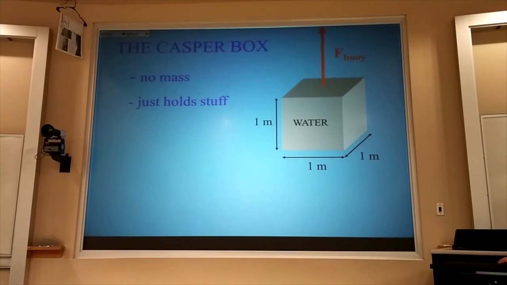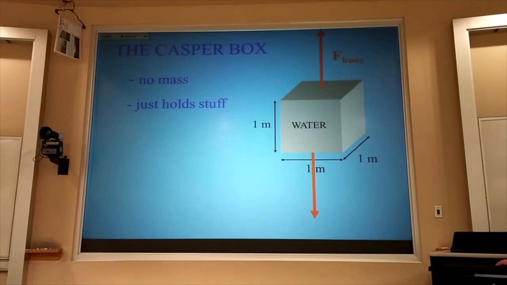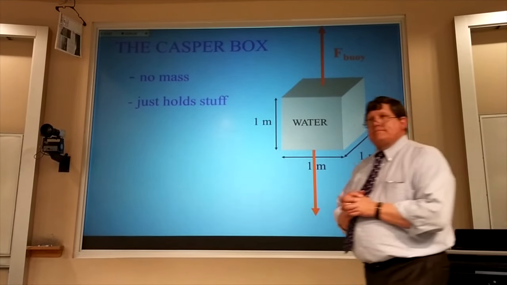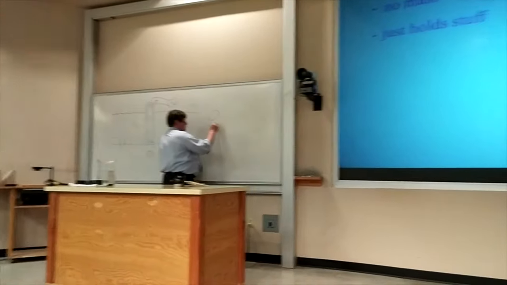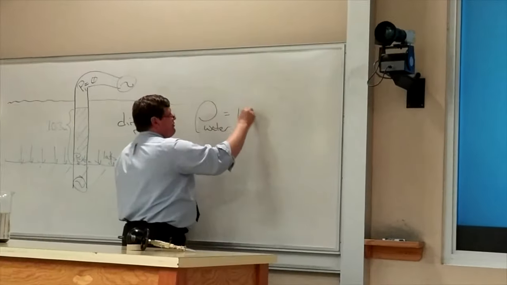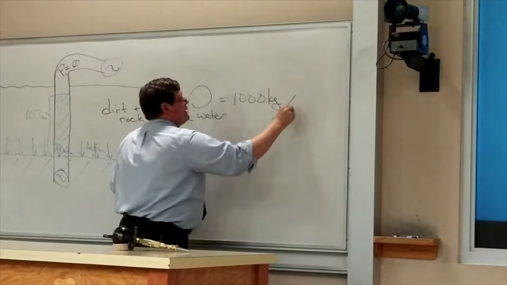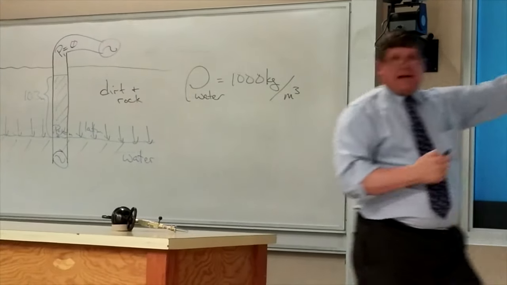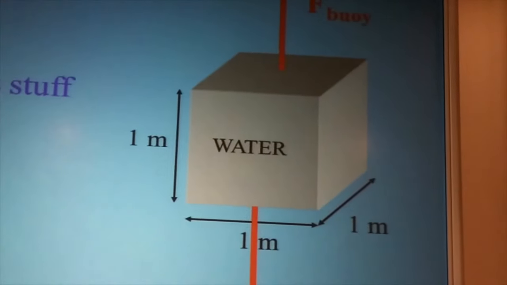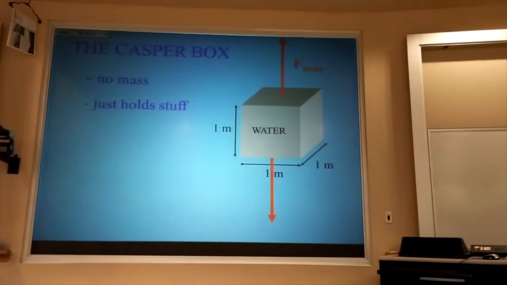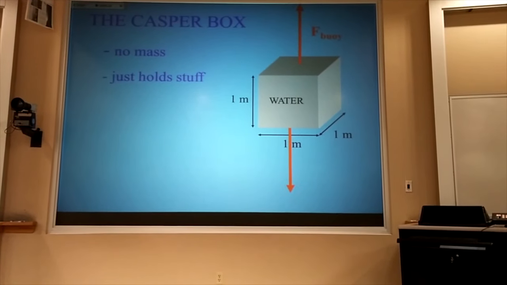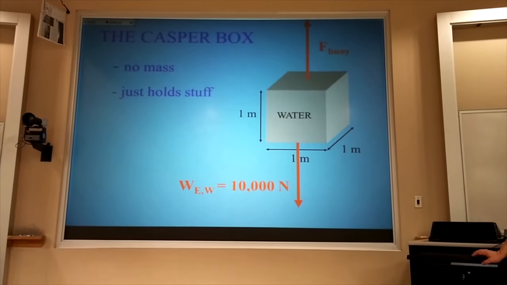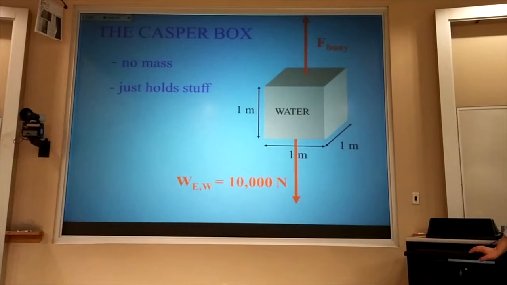Now, if I fill that box with water, there's going to be a weight force associated with that Casper box filled with water. Now, I know that the density of water in MKS units is 1,000 kilograms for each meter cubed. And by golly, my Casper box is 1 meter by 1 meter by 1 meter, 1 meter cubed. So there's 1,000 kilograms of water in there. How much does it weigh in newtons? Not hard. Yeah, 10,000. Just take M times G. 10,000 newtons.